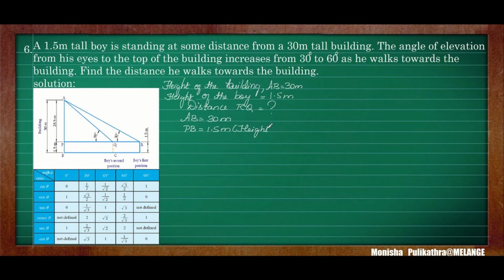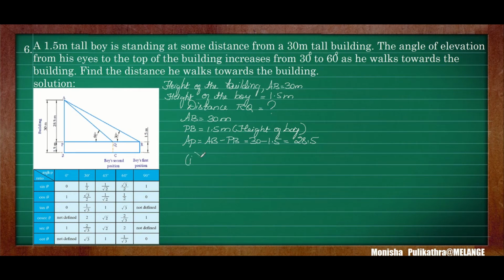Okay, so this whole distance AB is equal to 30 meters, whereas PB is the height of the boy. So PB is equal to this height. If PB is equal to 1.5, we need to find out the value of AP. In order to get the value of AP, we need to subtract PB from AB. So AB is 30, whereas PB is 1.5. So 30 minus 1.5 is 28.5. So 28.5 is the height of AP.